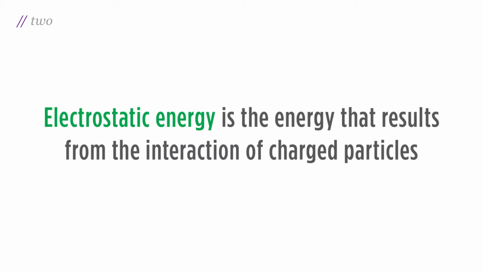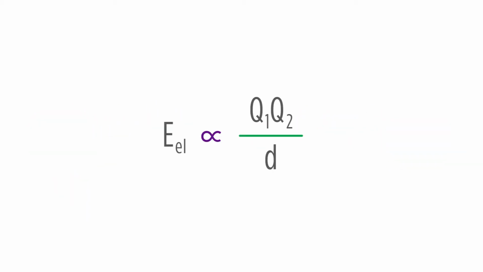The other is electrostatic energy. Electrostatic energy is the energy that results from the interaction of charged particles. If we think about a positive and negative charge, they're going to be attracted to each other. If we think about two negative charges, they'll be repulsed. The equation for this is E_el is proportional to Q1, the charge of the first particle, times Q2, the charge of the second particle, divided by the distance between the two particles.